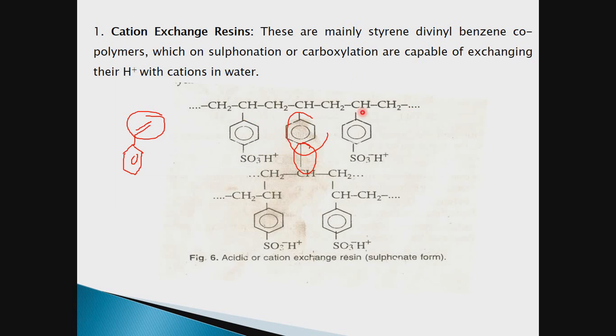So this is the cross-linking, and you can see here SO3 negative, H positive. These H positive ions which are present in the resin, when you pass water through it, this H positive would come out to the water sample and the hardness causing ions would be retained here. So this is what your cation exchange resin is. This is the chemical structure of the resin.